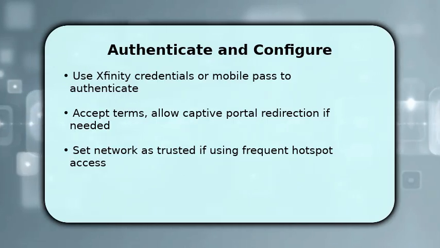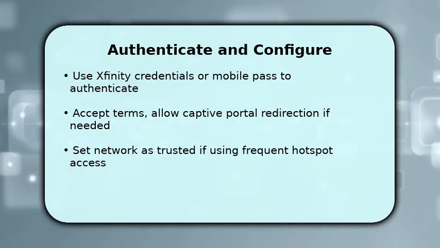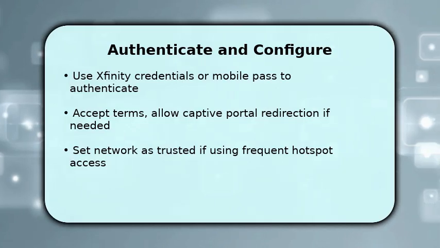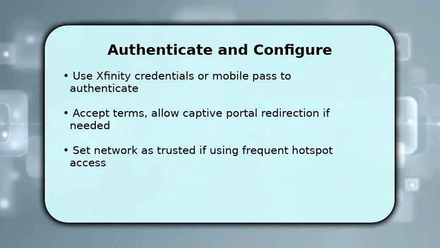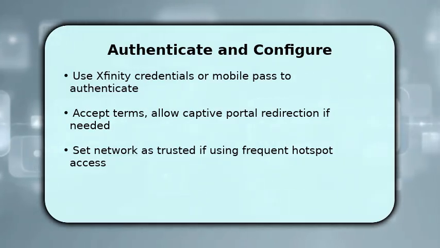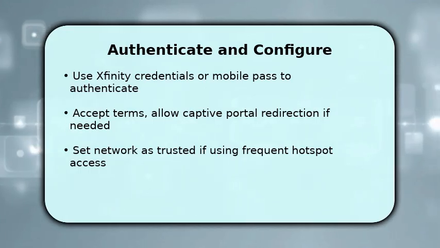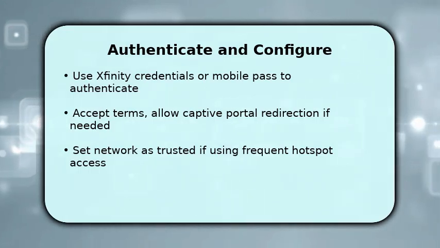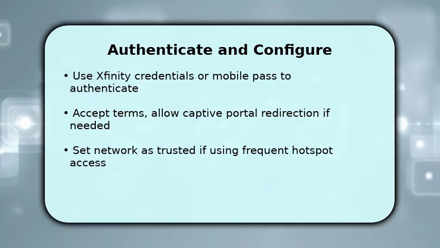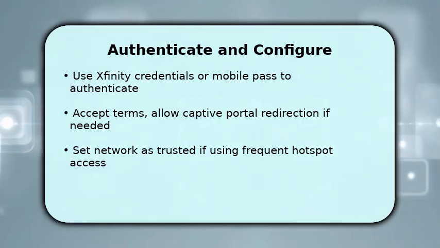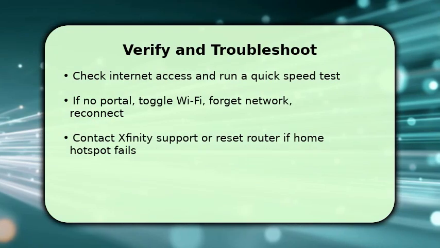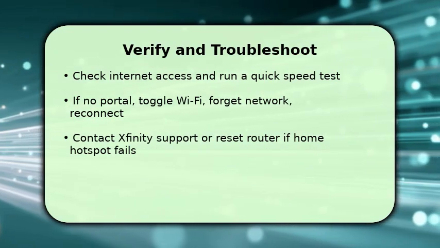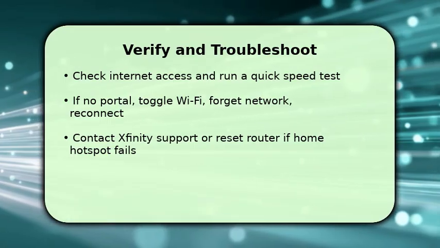Enter your Xfinity username and password, or select a mobile pass or guest pass if available. Make sure to accept terms and allow any required permissions. This lets the hotspot grant you an IP address. After successful authentication, consider marking the network as trusted or saving credentials so future reconnections are automatic and seamless. Finally, verify you have internet by loading a page or running a quick speed test.